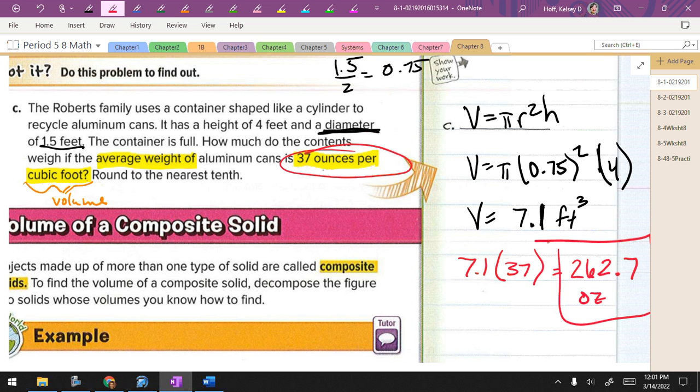Now I really do want you to flip the page. 592, guided practice number 4. Very, very similar to the problem we just did. Read through it, make your calculations, then we're going to go over it together. Number 4.